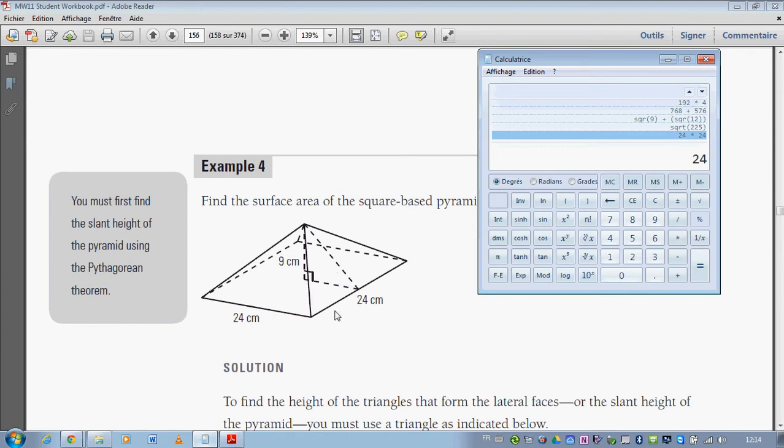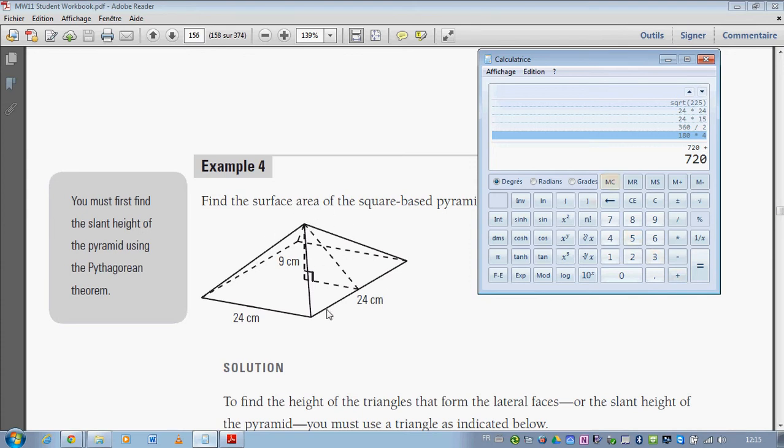So 24, which is the base, times 15, and then divide that by 2. So base times height divided by 2, that's the area of a triangle, so 180. And then you've got 4 of those triangles, so you multiply by 4 to get 720. 720 is the combined total of all the triangular areas.